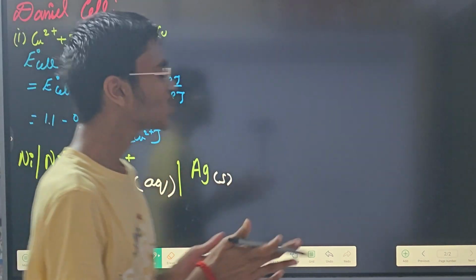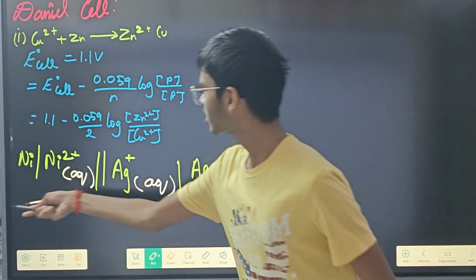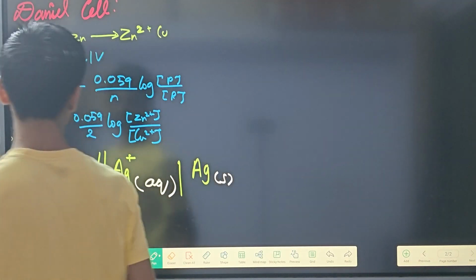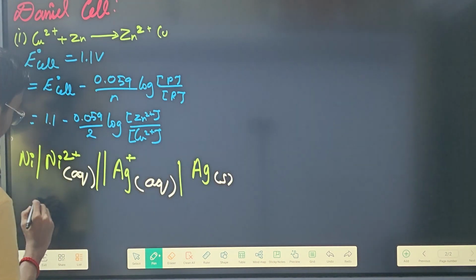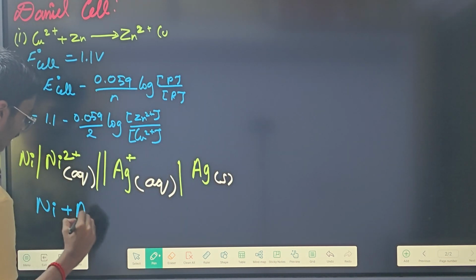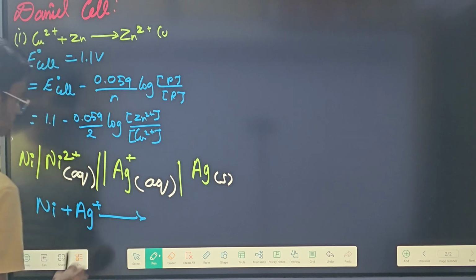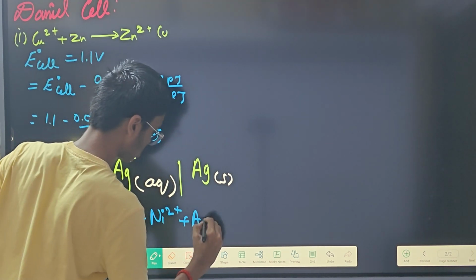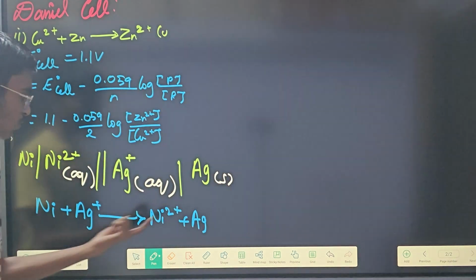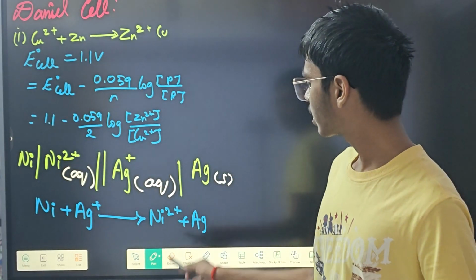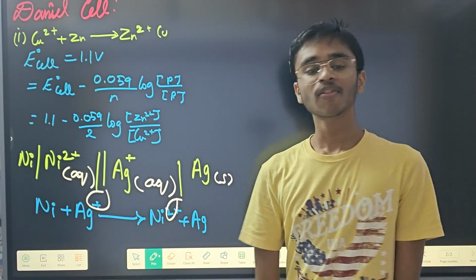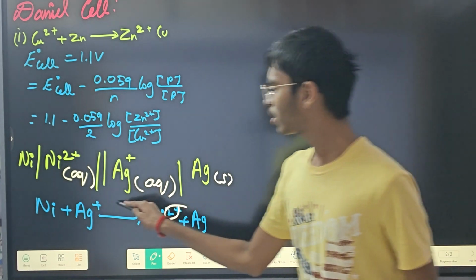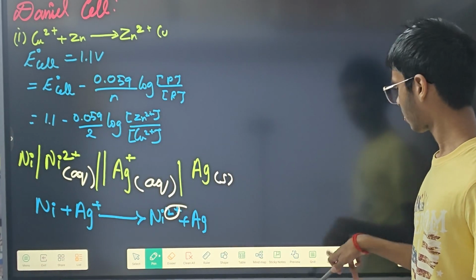Coming to here, this is the oxidation part and this is the reduction part, that we have seen, right? First I'll write the equation. Ni plus Ag+ gives rise to Ni2+ plus Ag. What do you think the n value is going to be? Always remember, even though here there is 1 and here there is 2 plus, you have to take only 2. You cannot take 1. That's wrong if you are taking it.